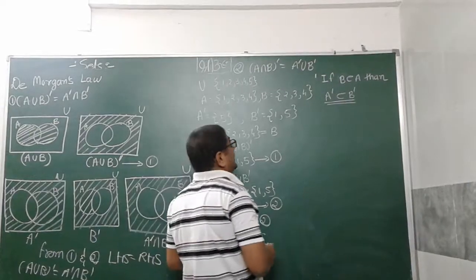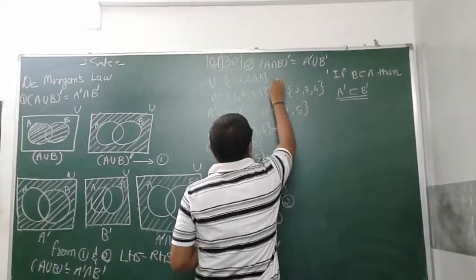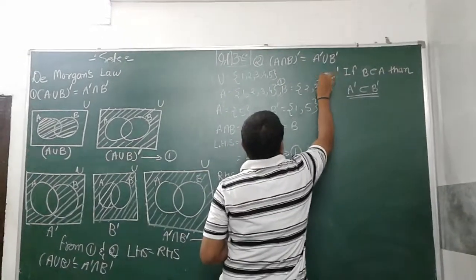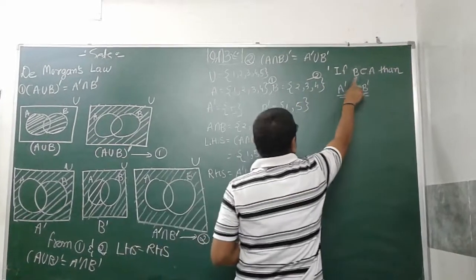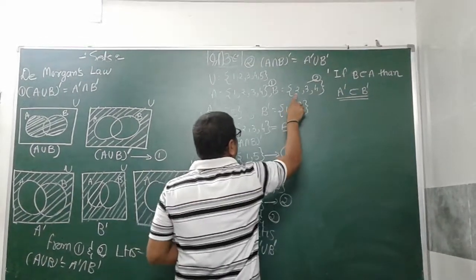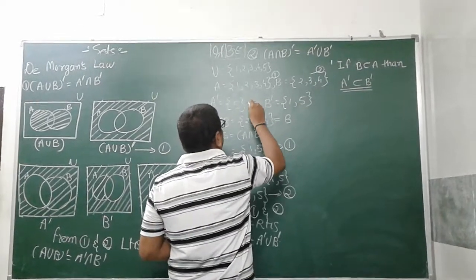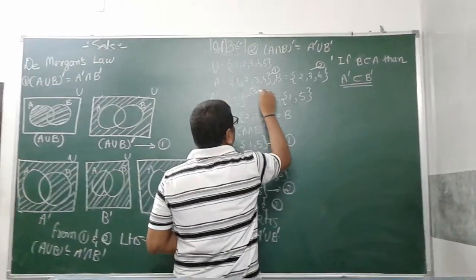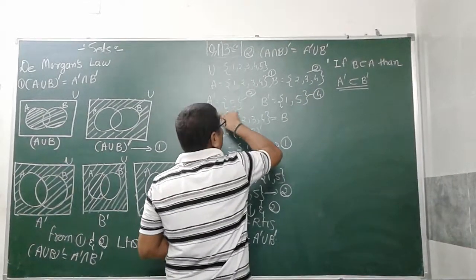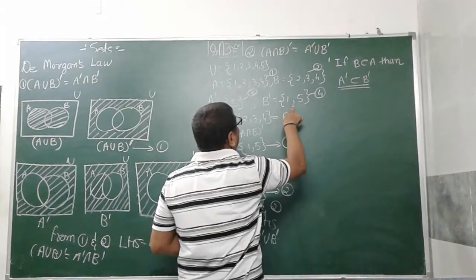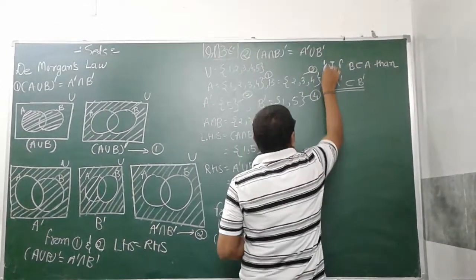Now the conditional statements, which are the most important things. That is my statement number 1. That is my statement number 2. According to statements 1 and 2, B is a subset of A. Why? Because every element of set B is also an element of set A. So if we do this, then A complement must be a subset of B complement. That is the first conditional statement.